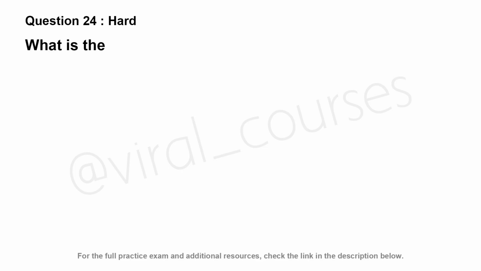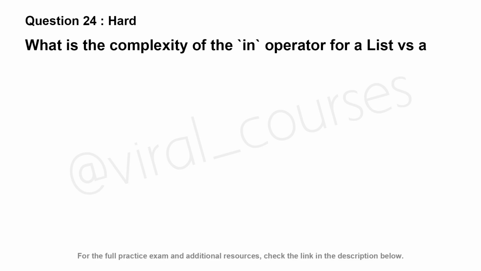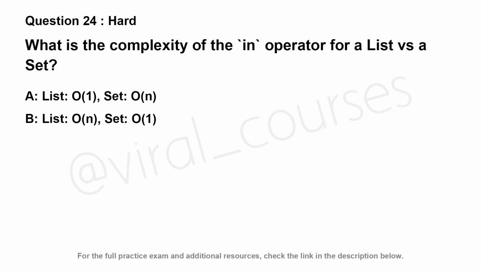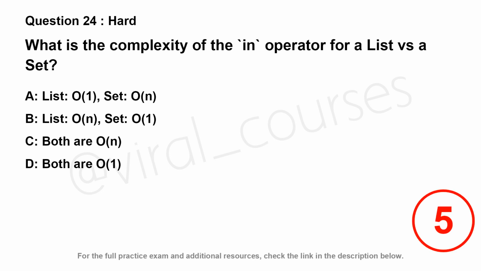What is the complexity of the in operator for a list versus a set? Option A, list, O(1), set, O(n). Option B, list, O(n), set, O(1). Option C, both are O(n). Option D, both are O(1).